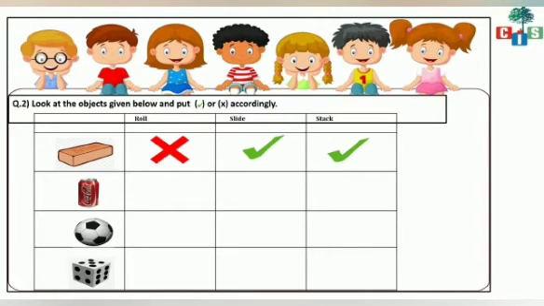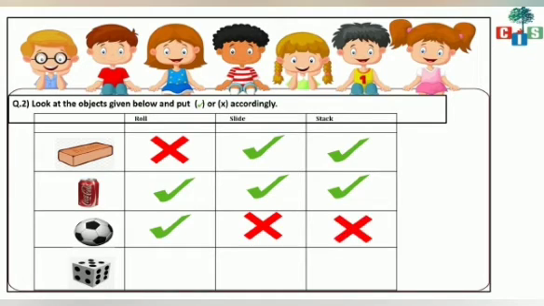If we look at the second object, it can roll? Yes. Slide? Yes. Stack? Yes. If we look at the third object, it's a football. It roll? Slide? No. Stack? No. And if we look at the last one, it's a dice. It roll? No. Slide? Yes. Stack? Yes. Right, students? Now let's move to the next slide.